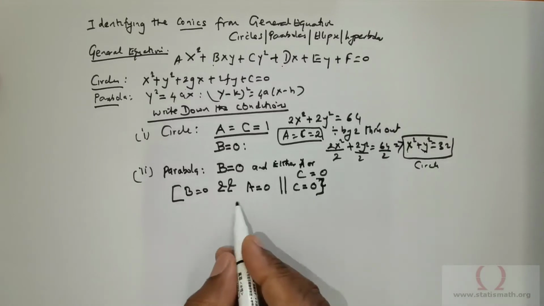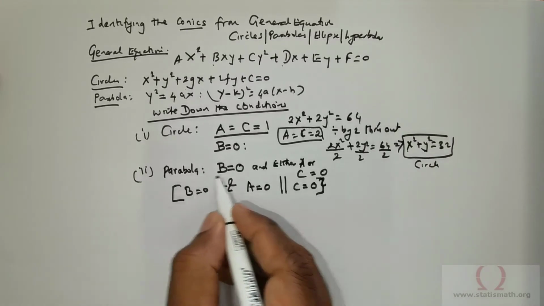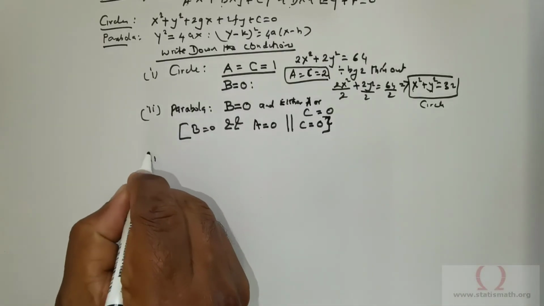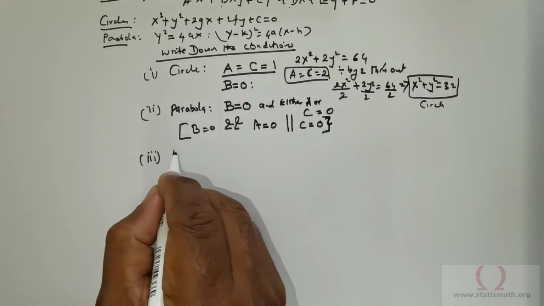So this is just a coding representation, but this is just an expansion of the language. Okay, so having said that, let us move on to obtaining the ellipse.